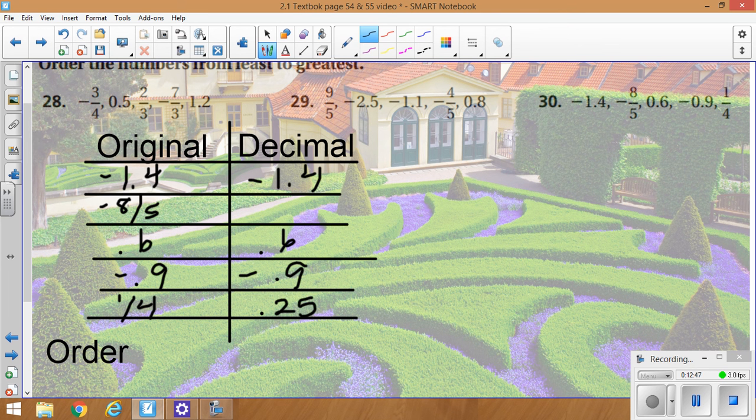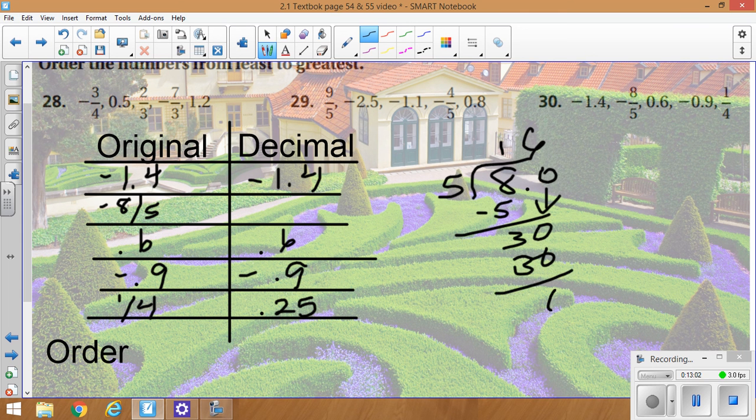So the only fraction we need to convert is 8 over 5. So 5 goes into 8 one time. There's 3 left over. Add a decimal and a 0 and bring that down. 5 goes into 30 6 times, and there's 0 left over. Decimal goes straight up. So our final answer for negative 8 over 5 is negative 1.6. I'll be deleting the work to the right. If you need it, please pause.